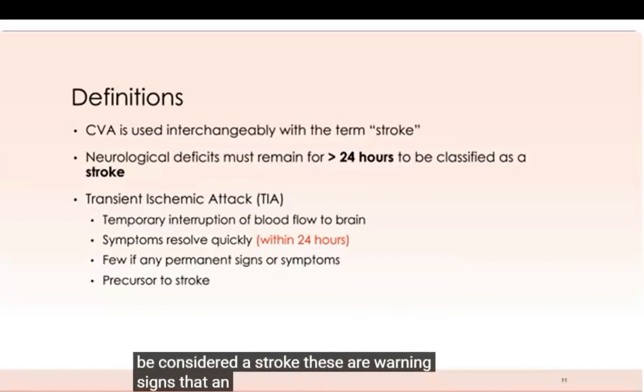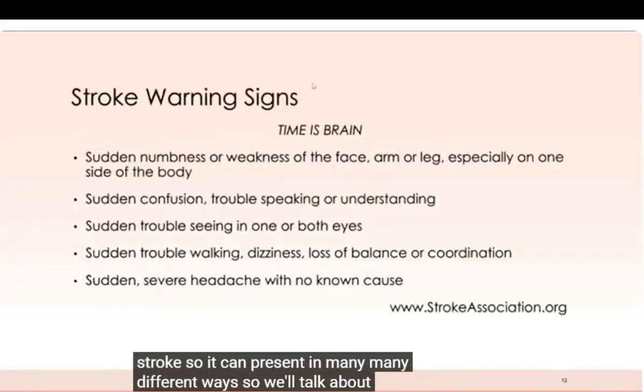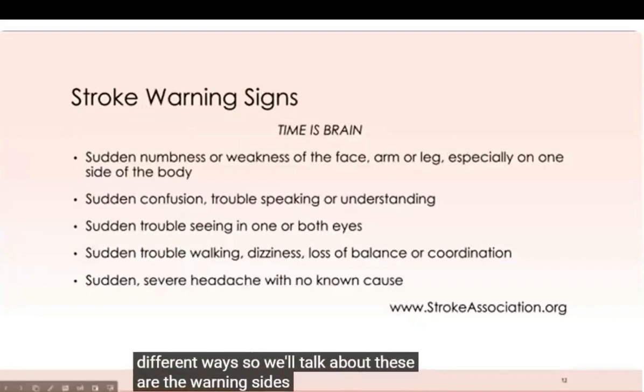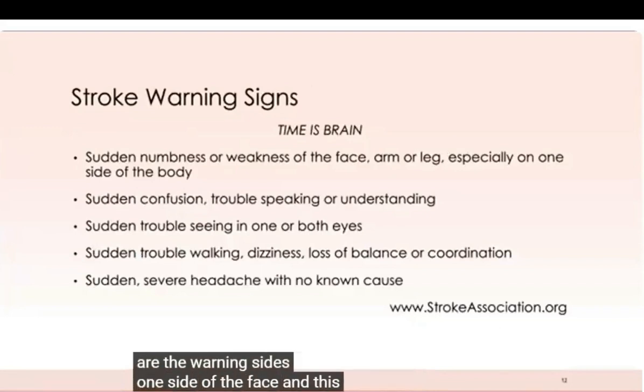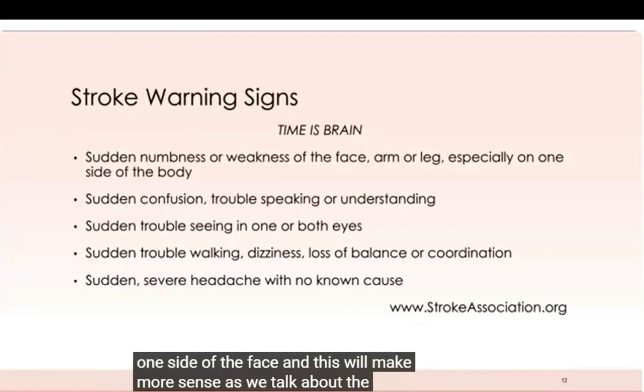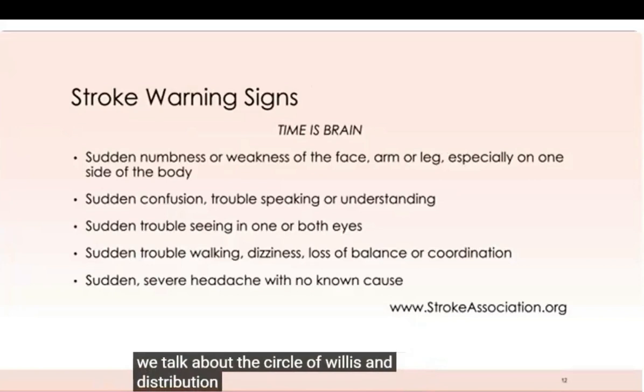These are warning signs that an individual is having a stroke, so it can present in many different ways. So we'll talk about these warning signs. One side of the face, and this will make more sense as we talk about the lobes of the brain. Again, we review those, and as we talk about the circle of Willis and distribution of blood.